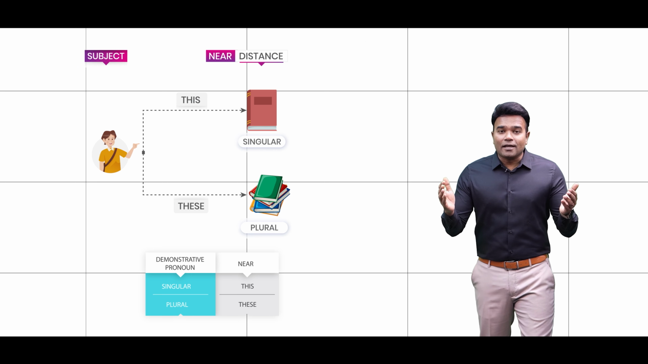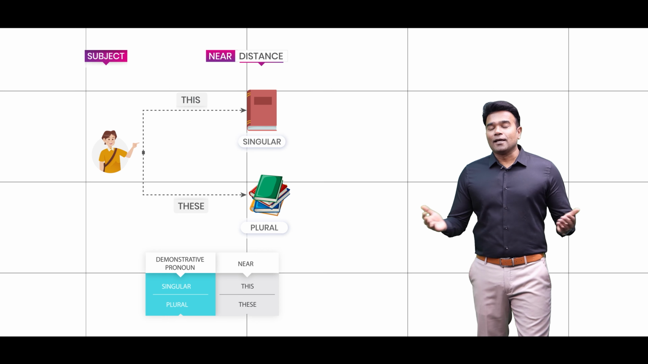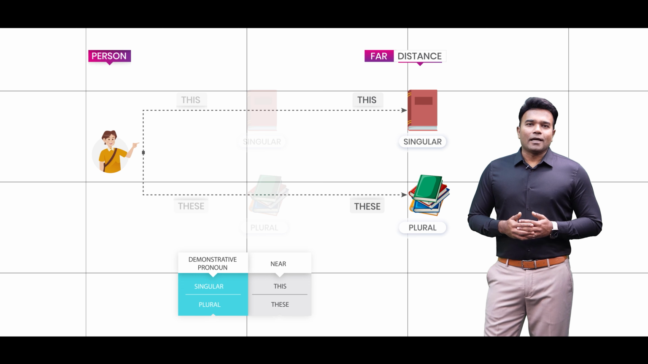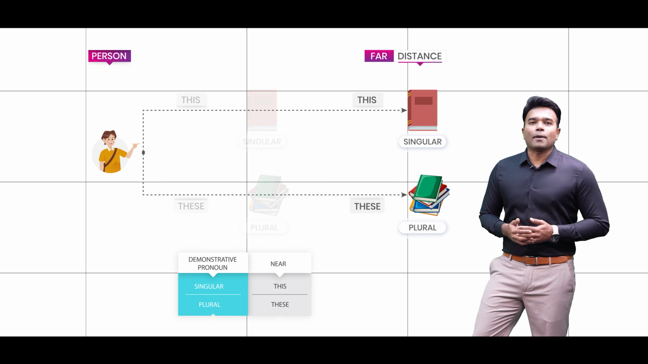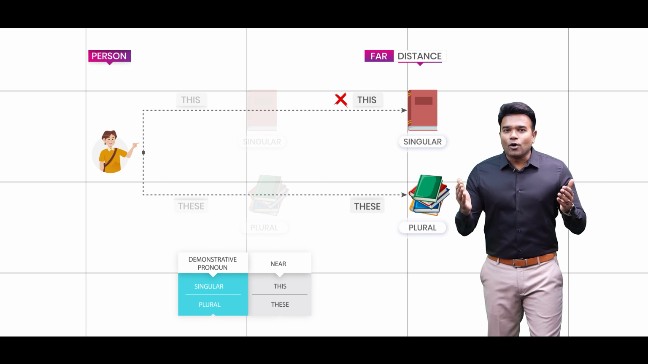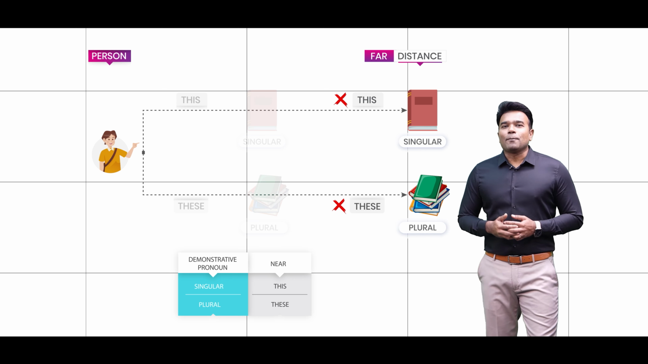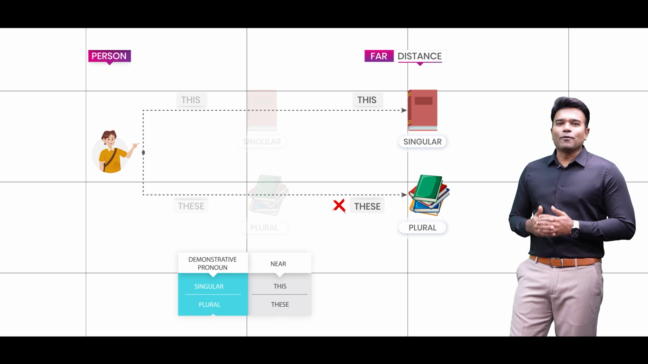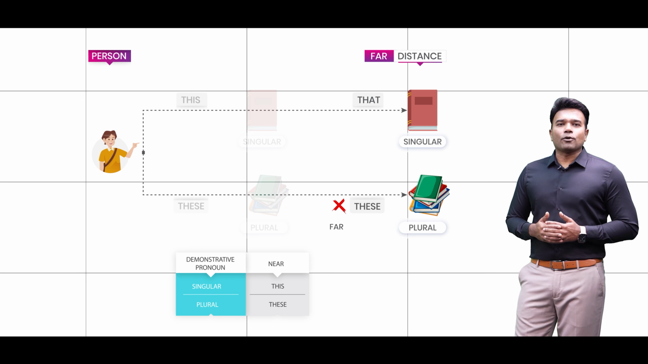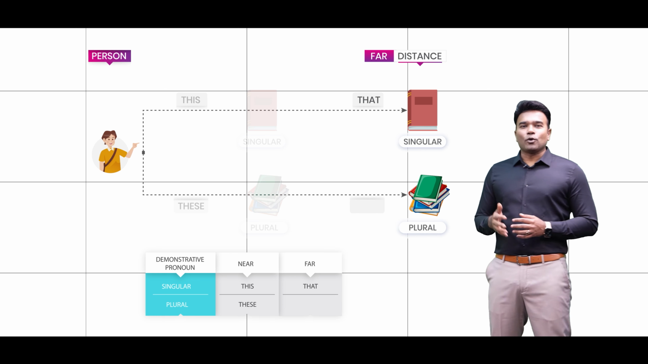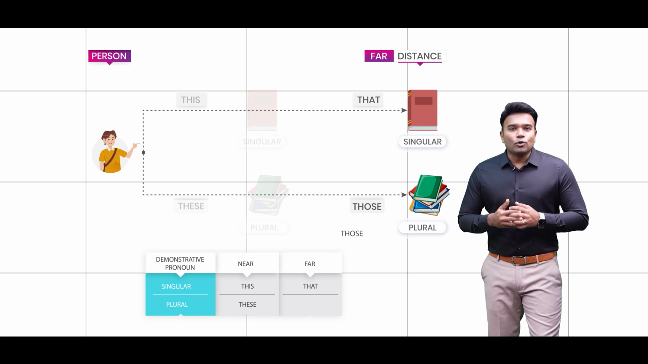Just in case the entities are at a farther distance from the person, then obviously he cannot be referring to them by making use of either this or these. Rather, if they are at a farther distance, then the person will have to make use of the word that if he has to refer to the singular entity, or he may have to make use of the word those if he has to refer to the plural entities.